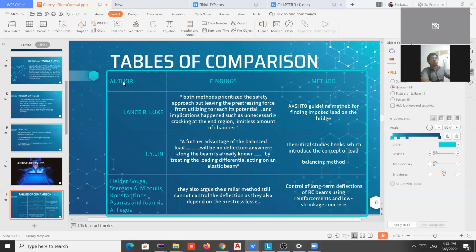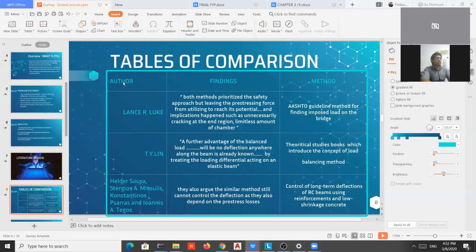So we'll proceed to the literature review. In the literature review, there is a table of comparison where the findings specify the deflection itself. There will be three authors. We start with Lance Arluck, who said that both methods, which he referred to as the stress and strength concepts, prioritize the safety approach. The stress and strength concept mentions the limit of allowable tensile effect from the load applied on the structure, but leaves the precession force from utilizing its potential.